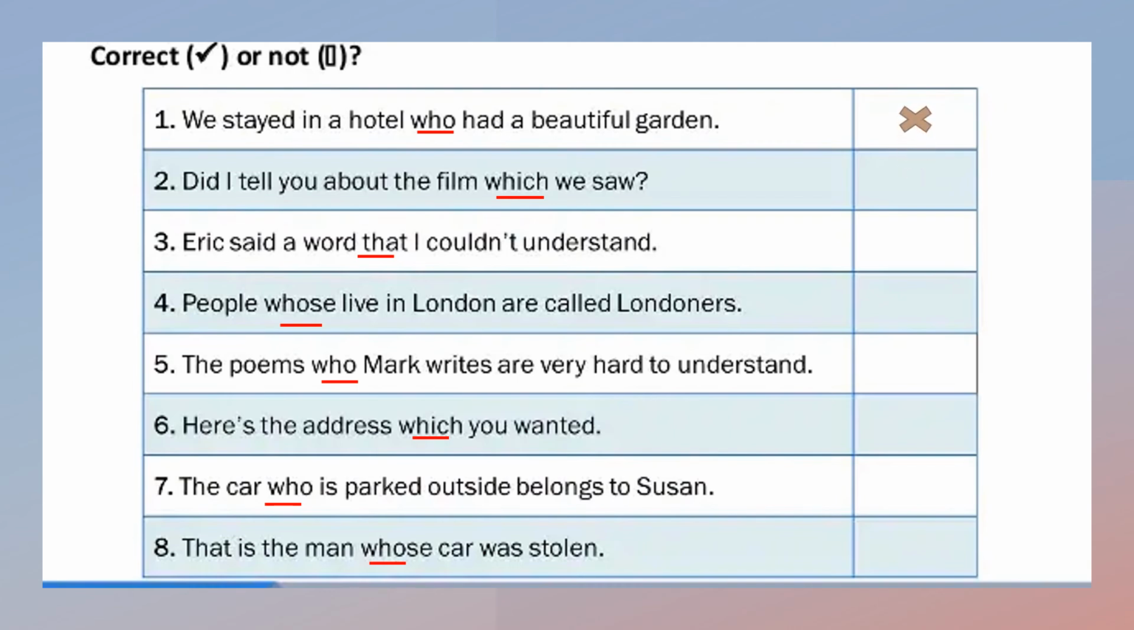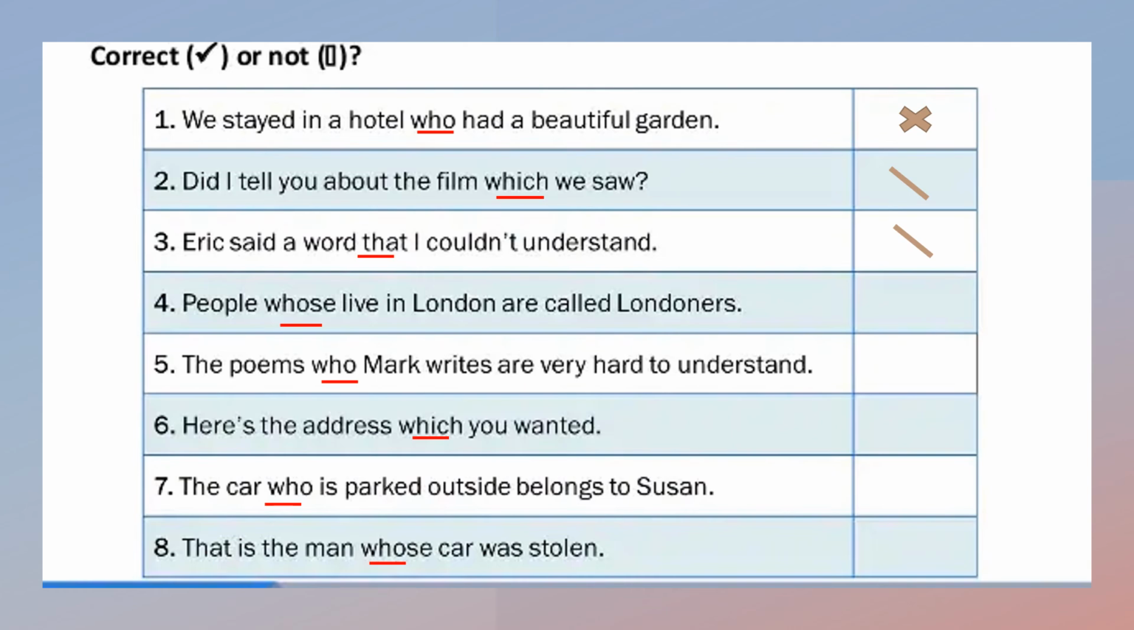It is wrong because hotel is not human. You should use which rather than who, because hotel is just a thing. Number 2, did I tell you about the film which we saw? No problem with this sentence because film is a thing, so you can work with which. Number 3, Eric said a word that I couldn't understand. No problem with this sentence because that can be used with a thing, animal, or human.